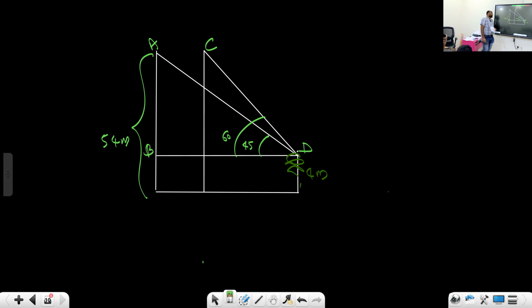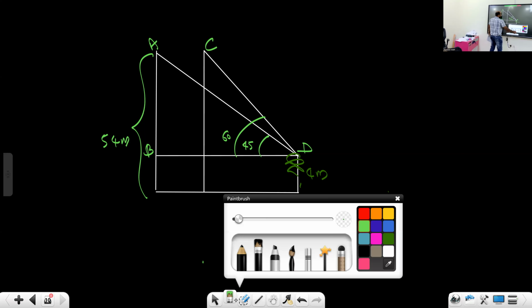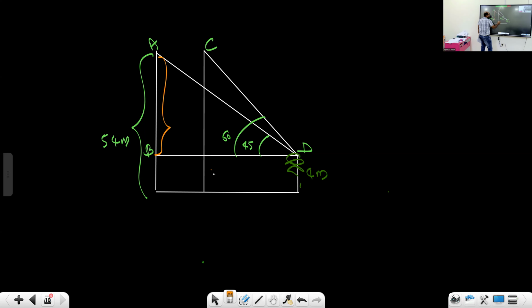Eye of the boy. How much will this be? 4. How much will this be? 50. This also, how much? 50. Here I am placing one more letter: A, B, C, D, E.